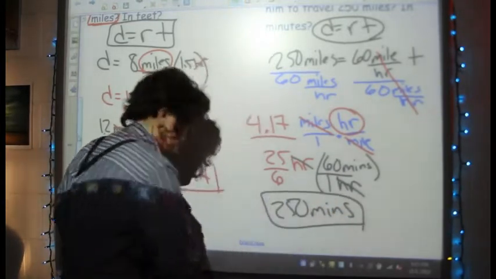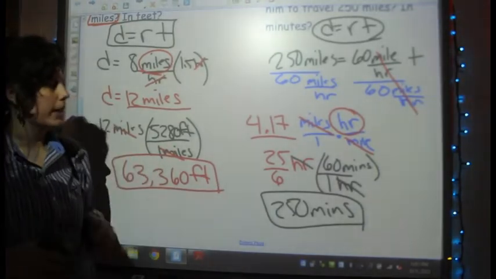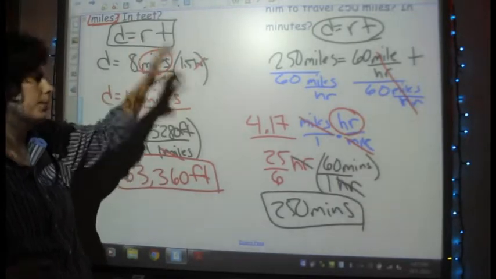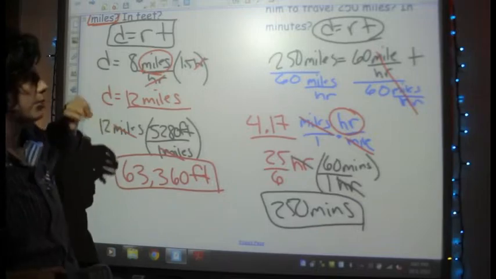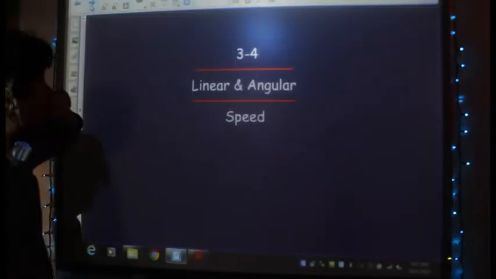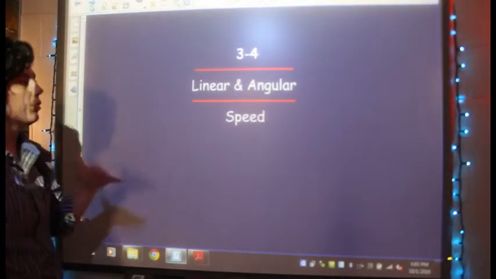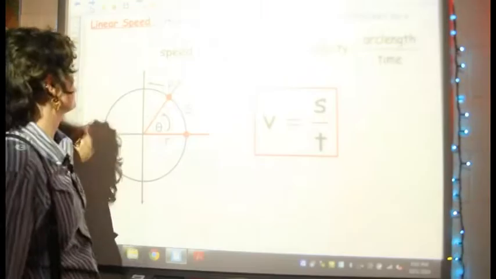Again, these examples are just a warm-up, just kind of get you ready, remind you of some math that you might have done maybe in middle school or so with the distance equals rate times time. If you've taken physics, you've also seen this. Again, the dimensional analysis is part of chemistry. So now we're going to move on and talk about linear and angular speed. Again, you will need your scientific calculator, so if you haven't gotten it, you're going to want to do so.